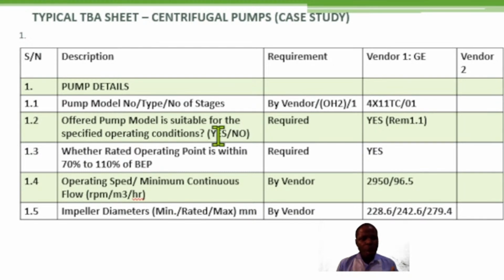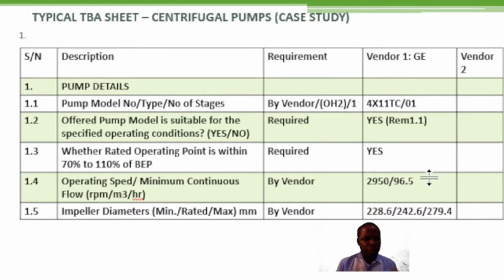On this, you will check the operating speed. What is the operating speed that this particular vendor is about to supply to me? What is the minimum continuous flow for this particular equipment I'm about to purchase from this vendor? So this data must have been supplied by the respective vendor during the bid submission. So you will list it against the following description. Now, what is the operating speed? For vendor 1, you can say you have 2,950 RPM.